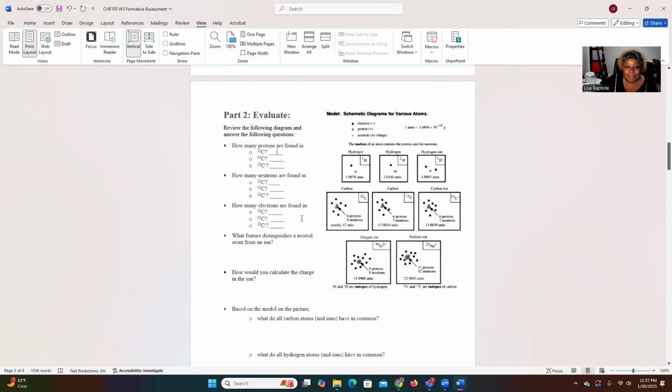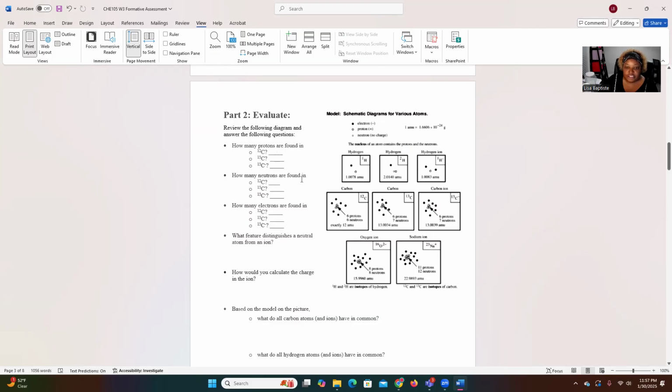Remember that atomic number, which is the number above the element in the periodic table, tells you the number of protons as well as the number of electrons. And so, looking at the periodic table, carbon has an atomic number of 6. And so, the protons and the electrons would be 6. One thing to note is that for isotopes, the number of protons and electrons do not change. What changes is the number of neutrons.